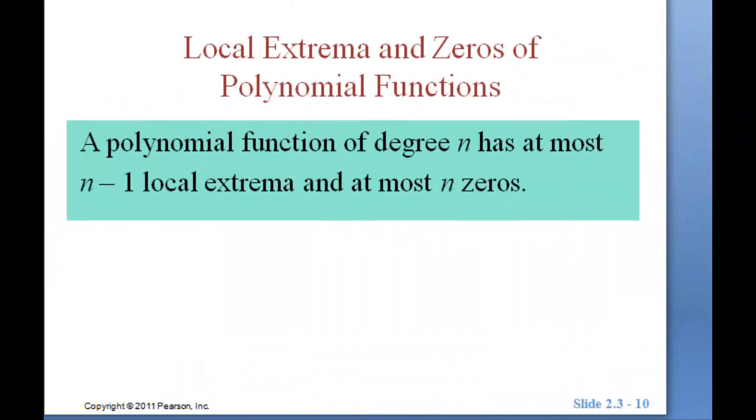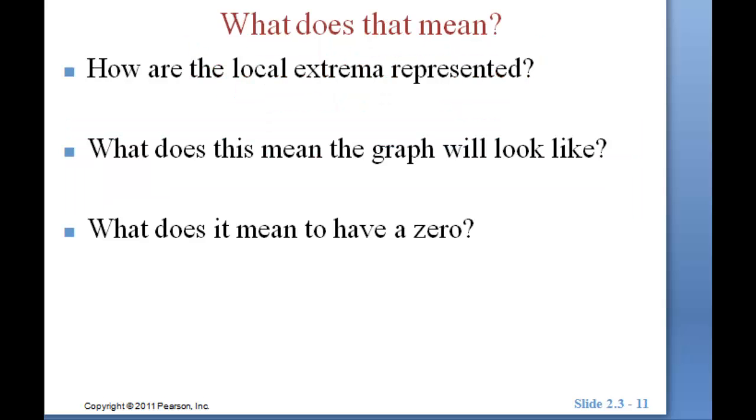Here's a theorem for you about local extrema and zeros of polynomial functions. A polynomial function of degree n has at most n-1 local extrema and at most n zeros. So what does that mean? How are the local extrema represented? On a graph, local extrema are going to be the bends in the graph.